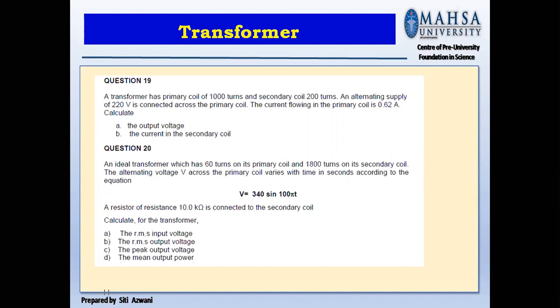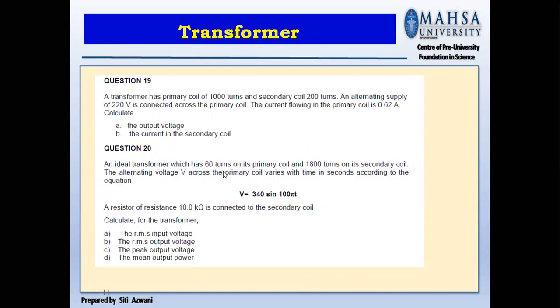Question 20. Let's look at the solution for question 20. You are given the equation of your alternating voltage as a function of time, V equal to 340 sine 100 pi t. Compare with the general equation of the alternating voltage as a function of time, V equal to V naught sine omega t. You can get the values from your equation here to solve your problem.